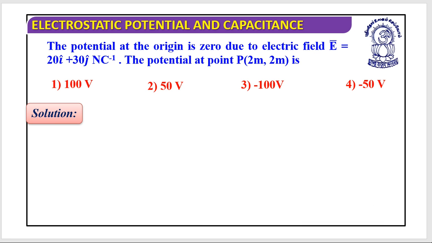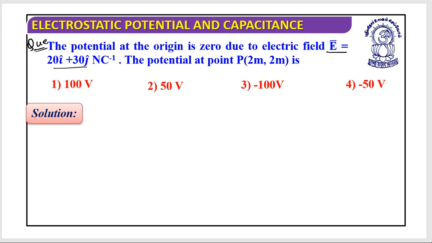Let's move to the next question. What all they have given and what they require. They said that the potential at the origin is zero. Due to the electric field, it is 20i plus 30j. And you require the potential at point P, which is (2, 2). Yes, it is the same question that we already did.